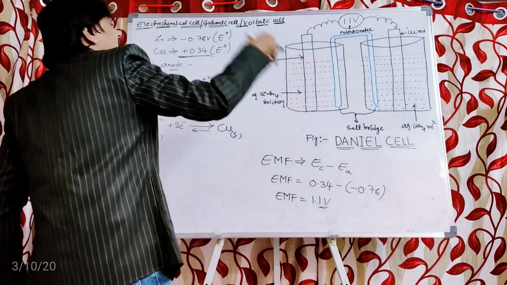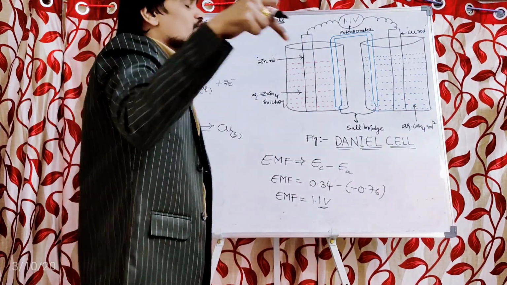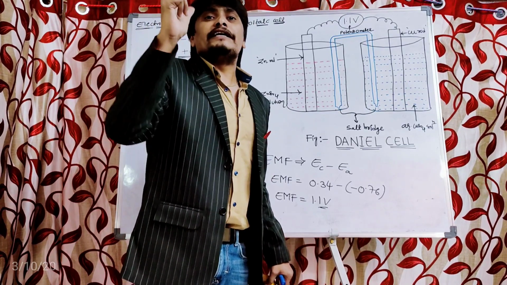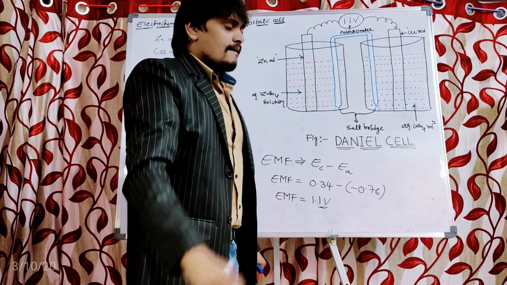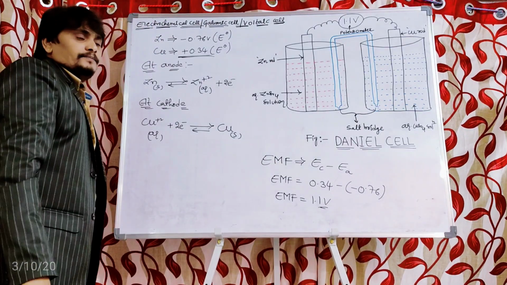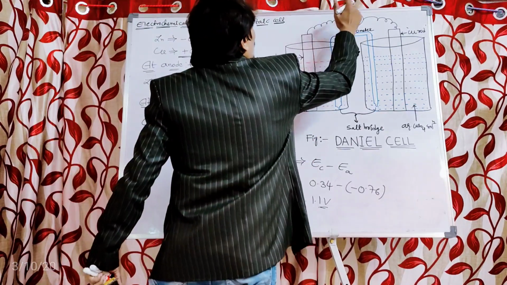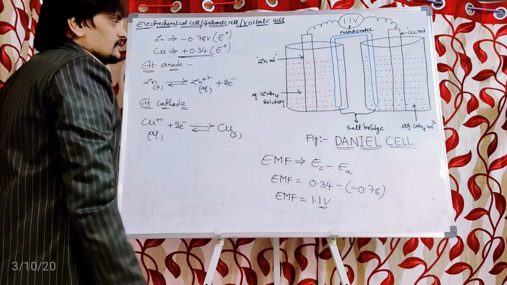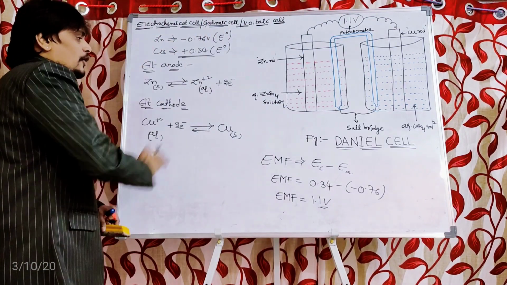which have been dipped in the aqueous zinc sulfate solution and copper sulfate solution respectively, which are a part of the Daniell cell. So 1.1 volt is being recorded in the potentiometer. I hope you understood this.